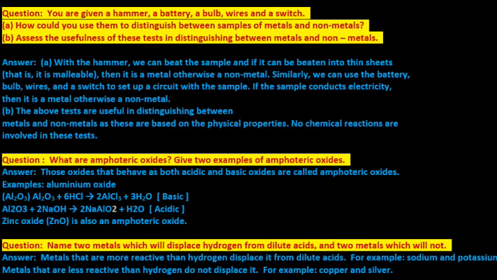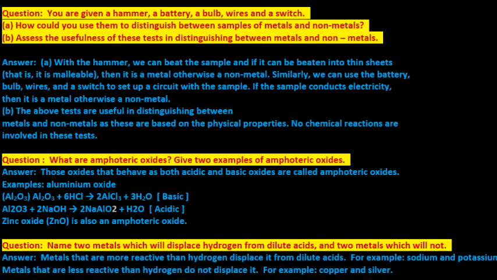Next question: what are amphoteric oxides? Give two examples of amphoteric oxides. Answer: those oxides that behave as both acidic and basic oxides are called amphoteric oxides.